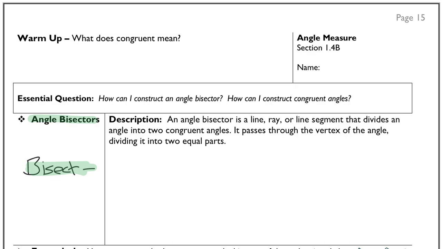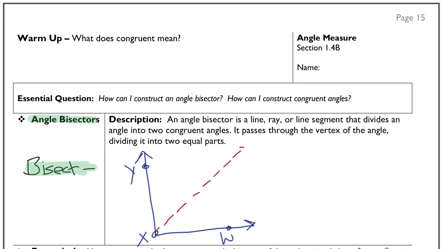So let's go ahead and do an angle here. We're going to draw an angle, and I'm going to put some points in here. So let's say that's y, this is x, this is w. We have this, and we want to divide it into two equal parts. So we're going to make a ray exactly in the middle of that angle, and that would be a bisector. And we're going to put a P here. I'm putting a dashed line just to highlight that is the ray that's bisecting.